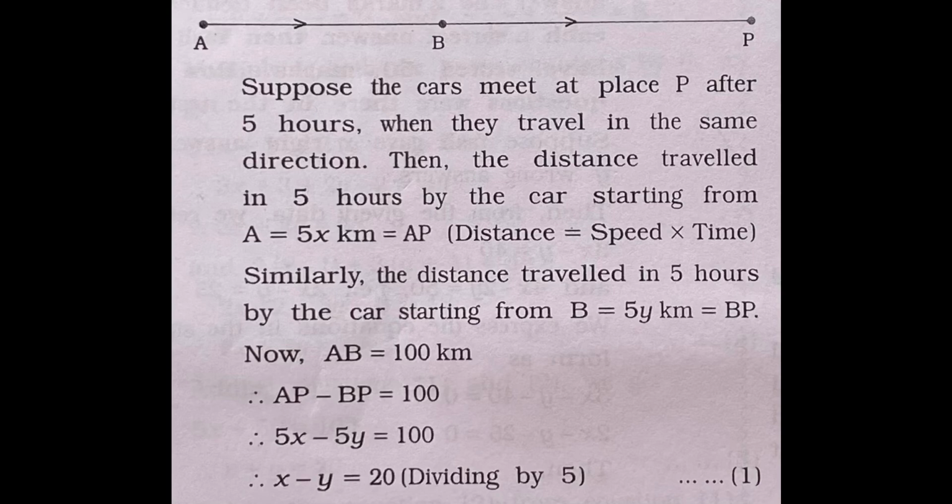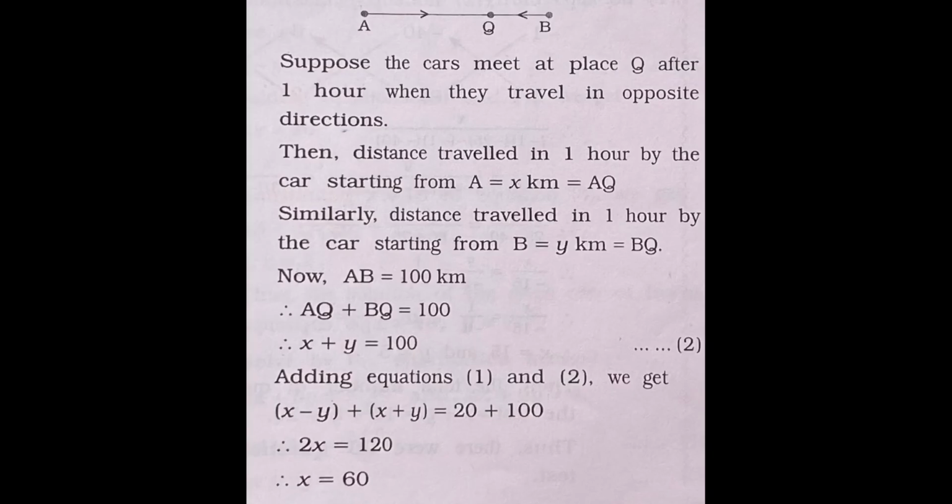Here you can see that 5 is common in all the three terms. So dividing by 5 we get x minus y is equal to 20, which is our equation number 1. Here, this diagram represents that both cars are moving in opposite directions. That is, A is moving towards B and B is moving towards A. And after 1 hour, they are meeting at point Q, which is our second condition.